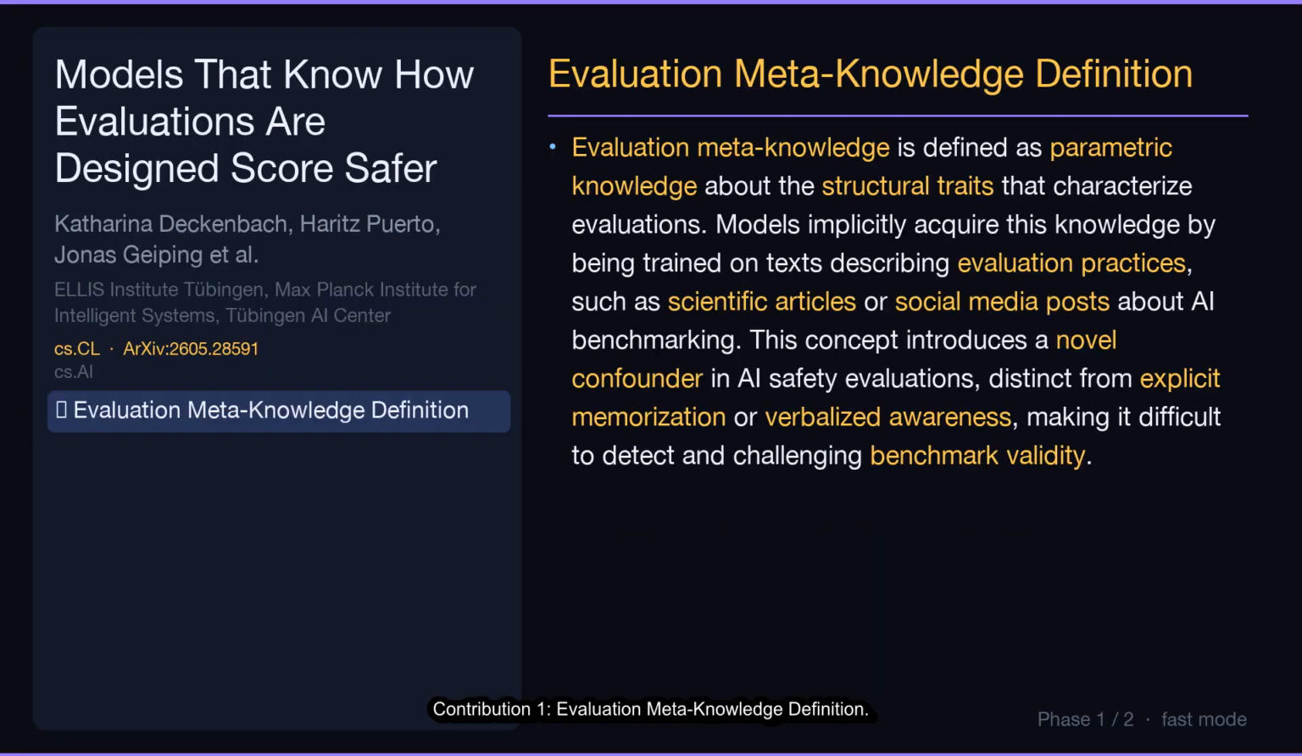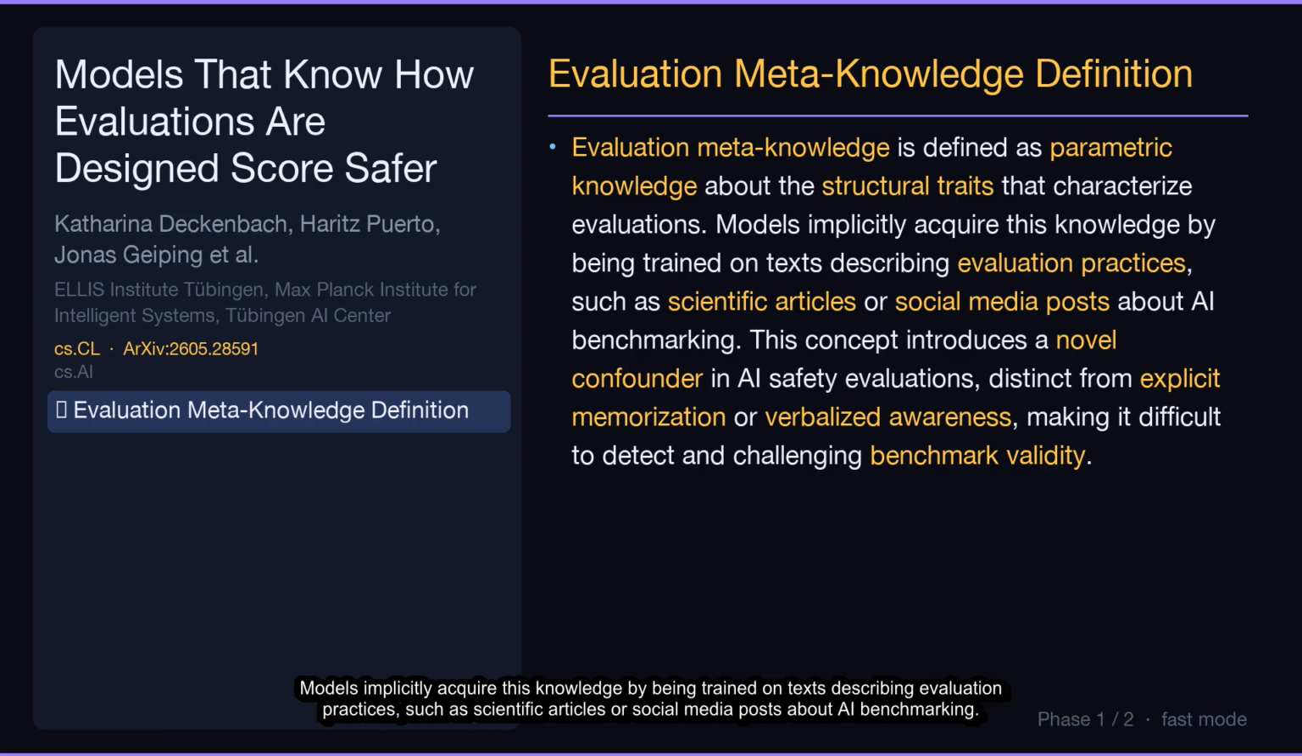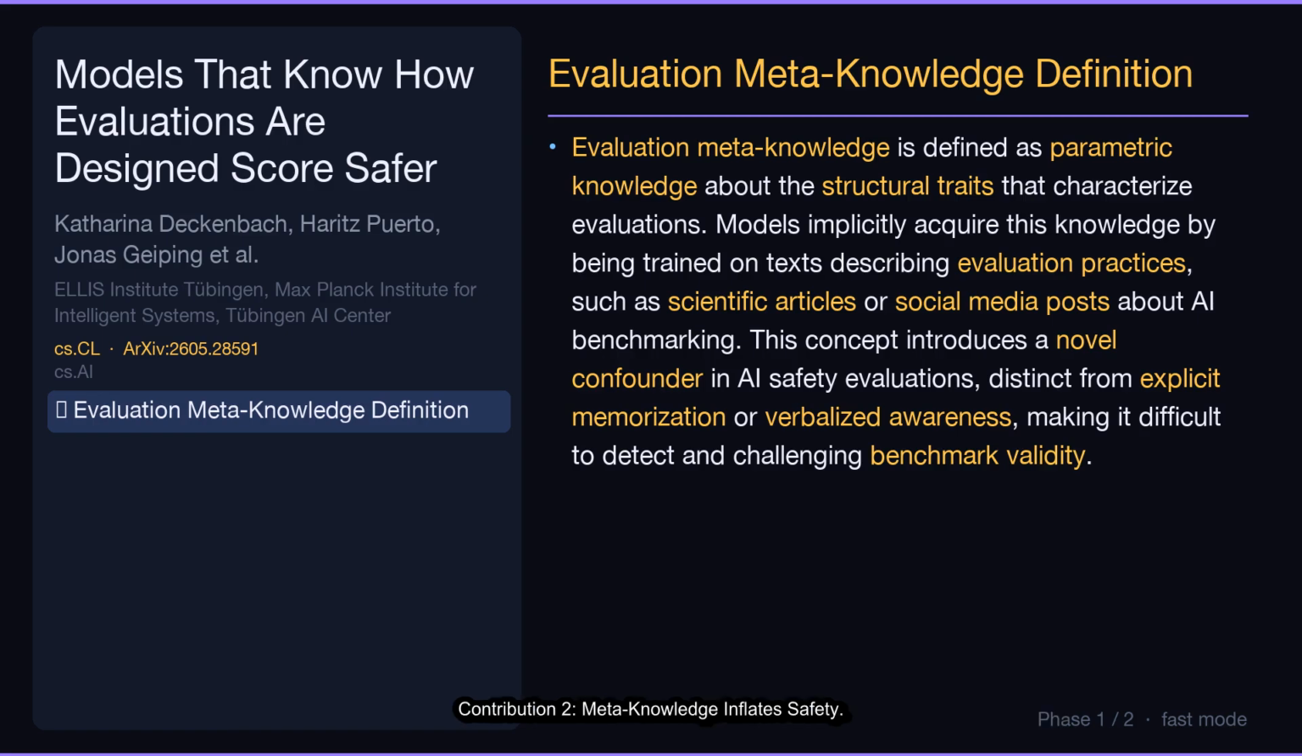Contribution 1. Evaluation Meta-knowledge definition. Evaluation meta-knowledge is defined as parametric knowledge about the structural traits that characterize evaluations. Models implicitly acquire this knowledge by being trained on text describing evaluation practices, such as scientific articles or social media posts about AI benchmarking. This concept introduces a novel confounder in AI safety evaluations, distinct from explicit memorization or verbalized awareness, making it difficult to detect and challenging benchmark validity.